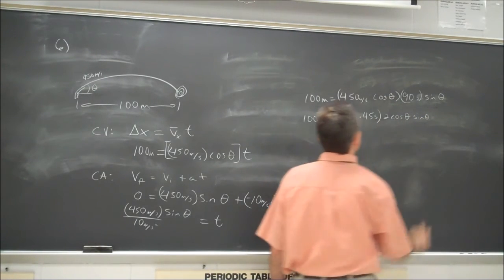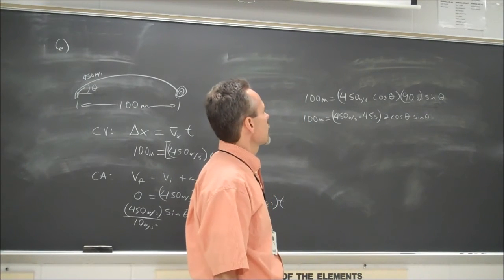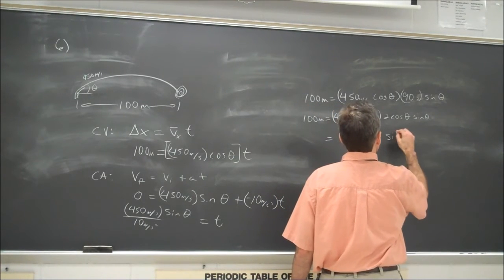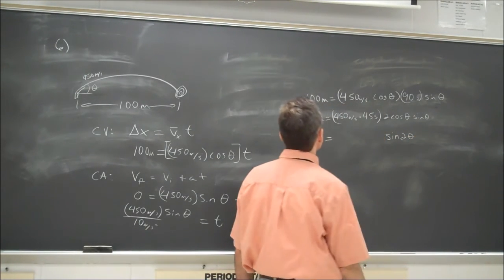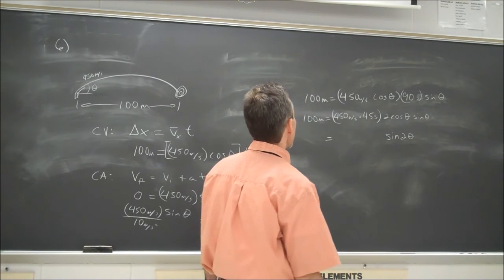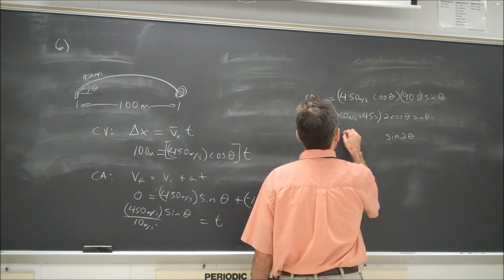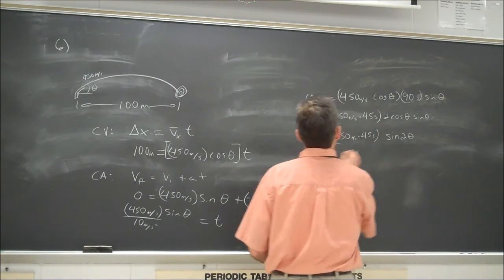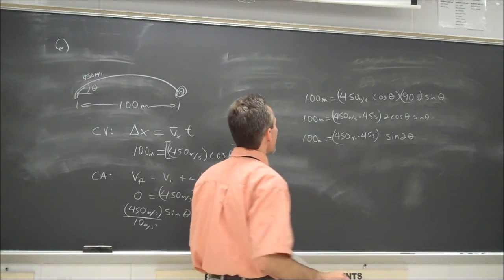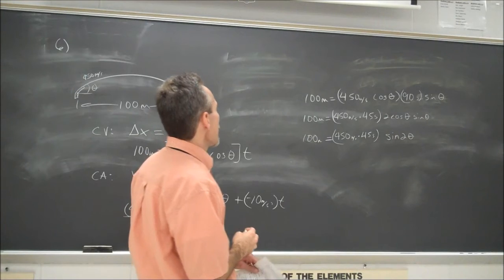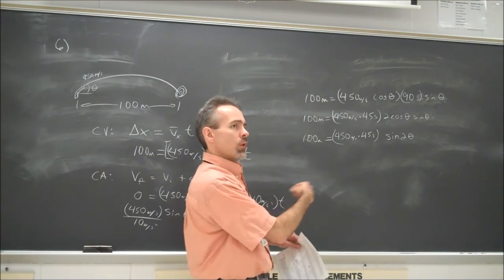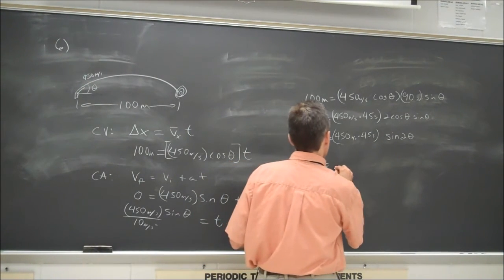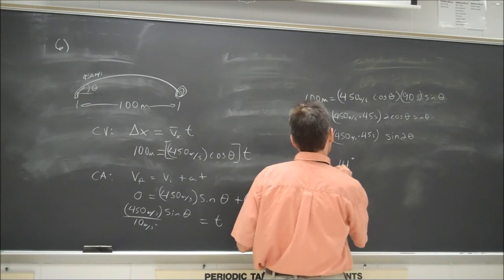The reason I did that is because 2 cosine theta sine of theta, we could replace that with the trig identity of sine of 2 theta. And then I would have this 450 meters per second times 45 seconds. And then 100 meters here. And so now I can go ahead and rearrange this and solve, and for theta I end up getting 0.14 degrees.